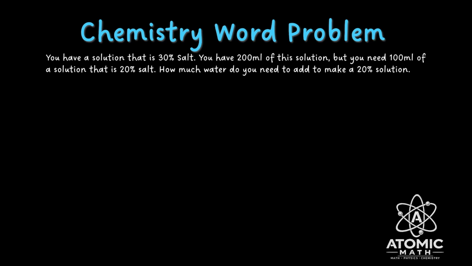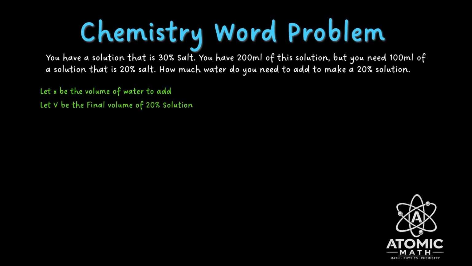So again, you're not looking for some special formula. We're just going to write down what we want and what we know. Well, we want to know the volume of water we need to add. So let's let X be this unknown value of water that we need to add, okay?